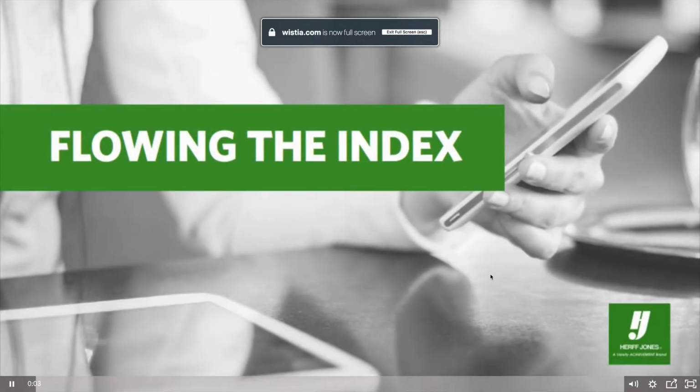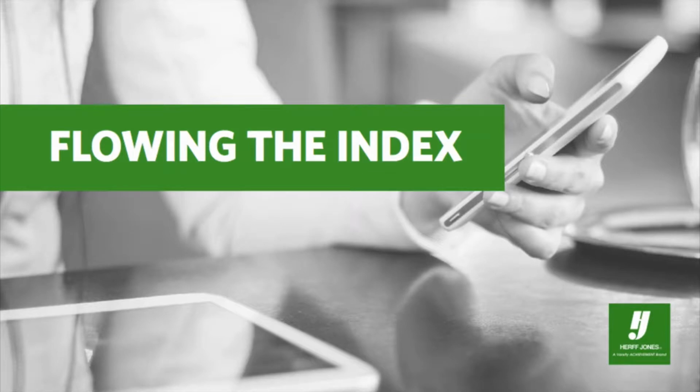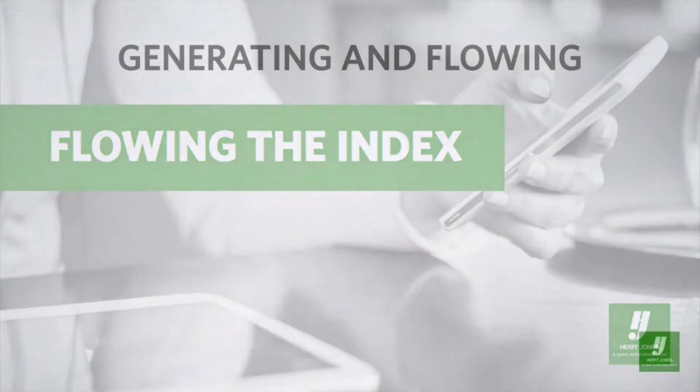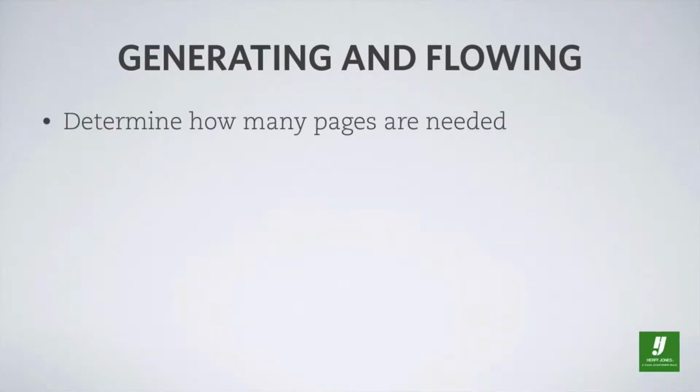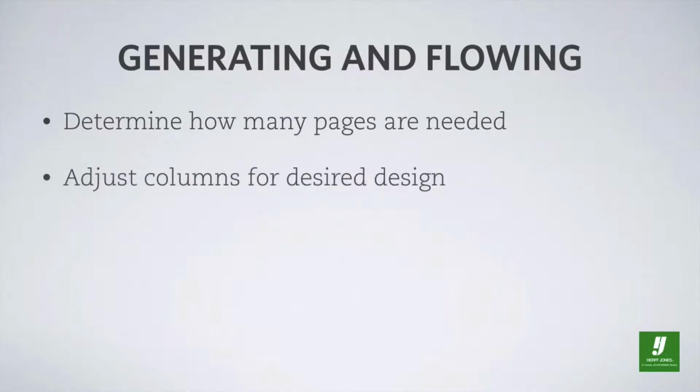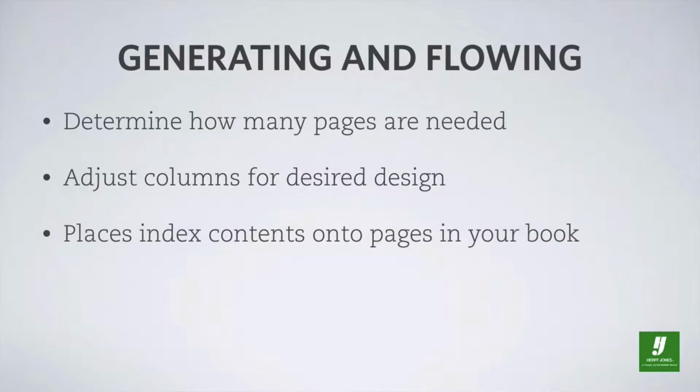This video focuses on the steps to placing your index entries onto pages in your book. For detailed directions and tips on the other steps, check out the rest of the Index Builder videos. After you have reviewed the index entries and made the appropriate changes, you are ready to flow the index. Index Builder makes it easy to determine the number of pages needed, adjust each column to accommodate candids or other artwork, and place the index contents onto pages in your book.